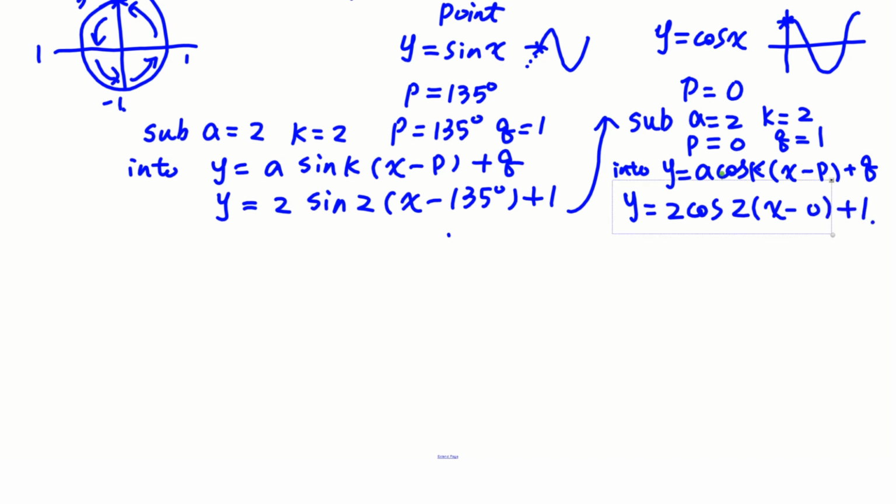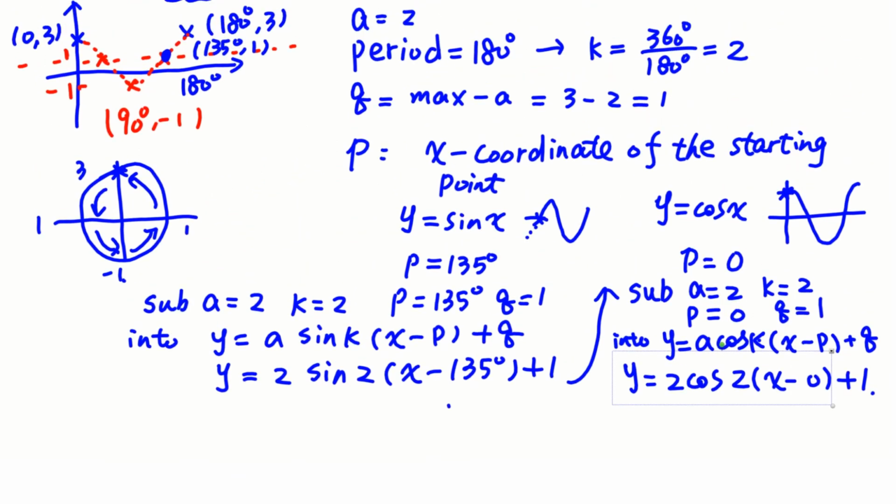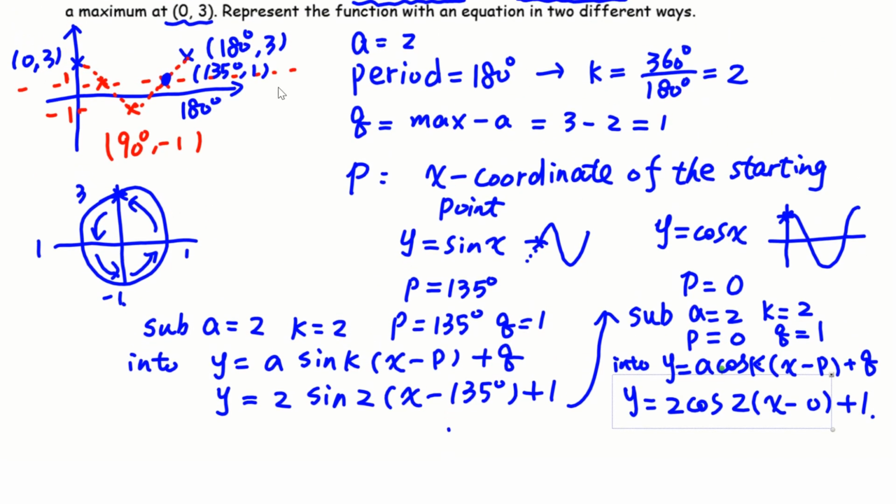Then this is done. So from here you will see A is the amplitude, and K is 360 divided by the period. If it's in radians, it will be 2 pi divided by the period.